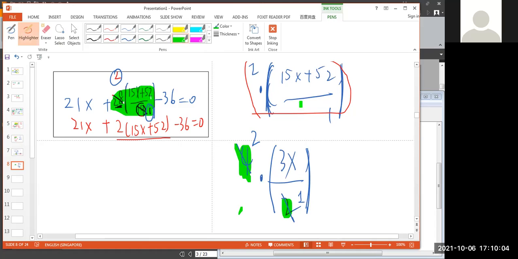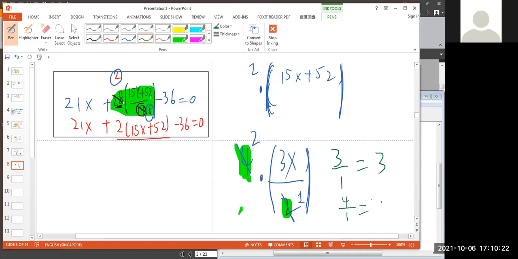Because when you have this 15x plus 52 divided by 1, it's actually itself. Anything divided by 1 is itself. 2 divided by 1 is itself. 3 divided by 1 is itself. So this one divided by 1 is also itself. 3 divided by 1 is 3, 4 divided by 1 is 4. Okay? So that's why I end up with this.